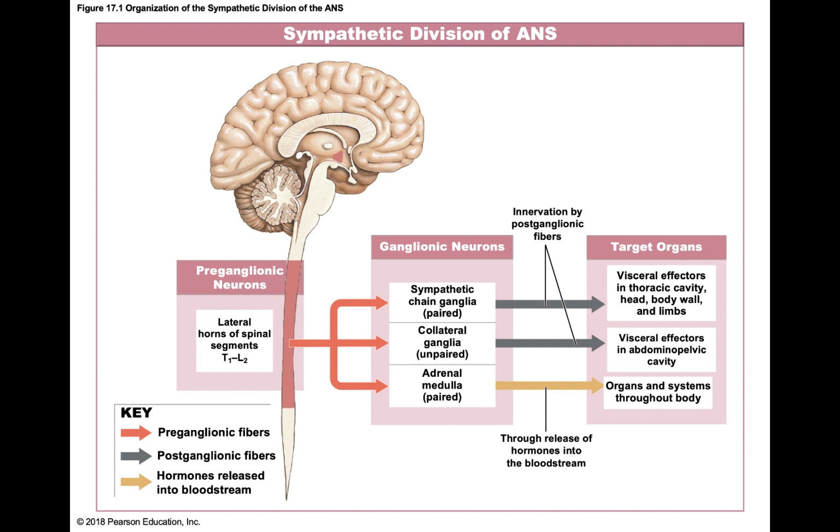It's going to release a neurotransmitter into the bloodstream, and it's going to affect all the organs that have receptors for that neurotransmitter. So this adrenal medulla is a type of modified ganglia, and it's going to work in the sympathetic division of the autonomic nervous system. Again, this is going to affect organs and systems throughout the body, and the reason for that is because the neurotransmitter is released in the bloodstream.